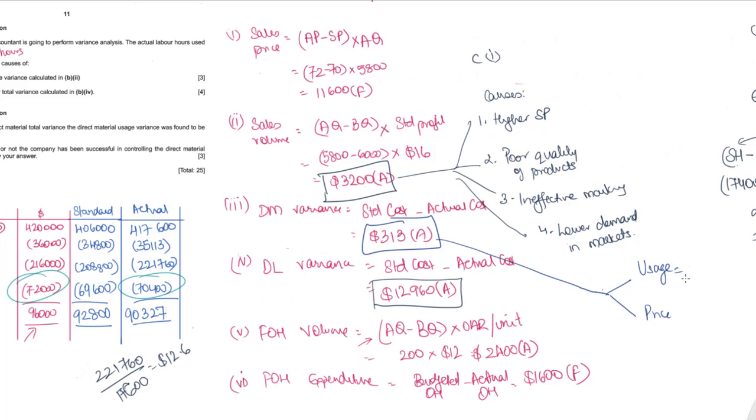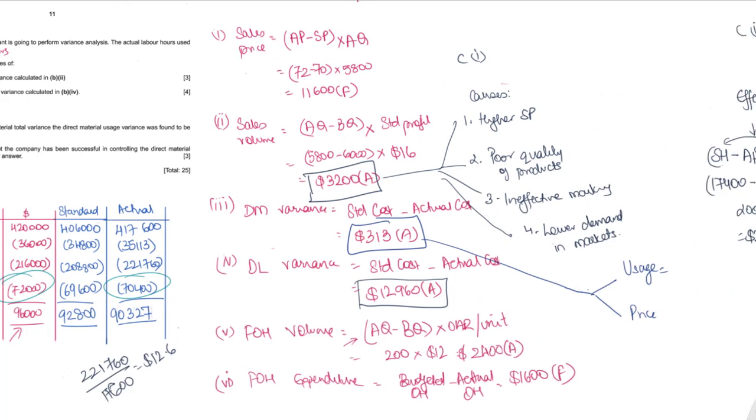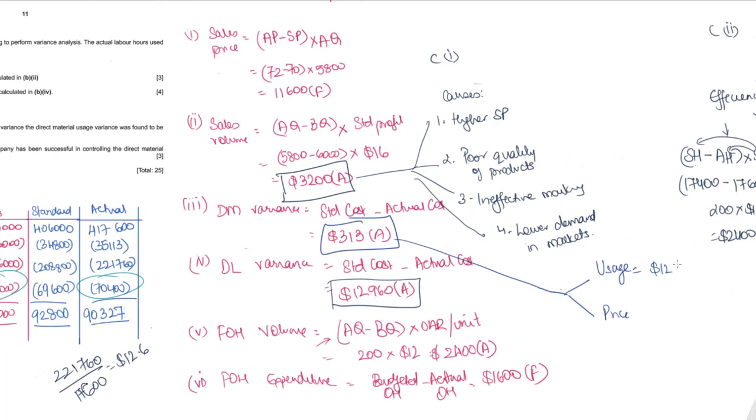Now usage variance, they are telling you that it is 1,275 adverse. If the total is 313 adverse, usage is 1,275 adverse, so material price variance has to be the difference, which is 962 favorable. Then only you can take a net of this and get 313 adverse. So I got 962 as 1,275 minus 313.